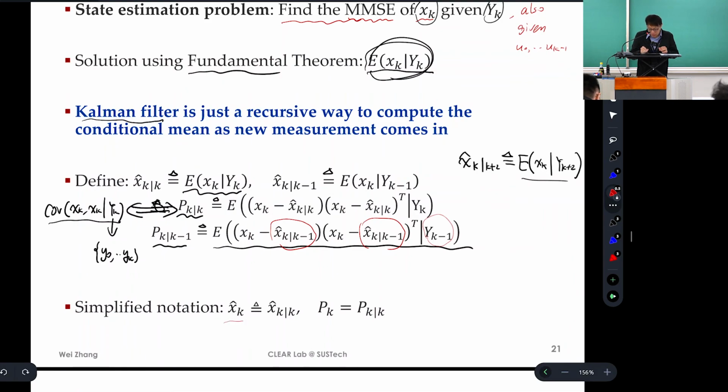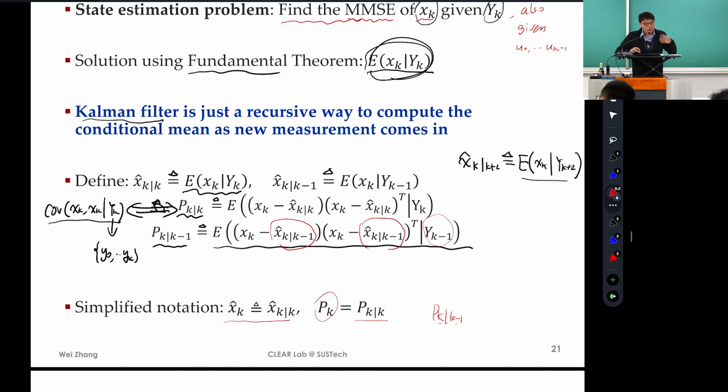And I have a simplified notation: if I don't have a bar given, that means given all the measurements up to the current time k. The time at which I want to estimate the state is the same as the time step at which I receive the measurements. If these two indices are different, I need to specify them. Otherwise, I will use Pk as shorthand notation.